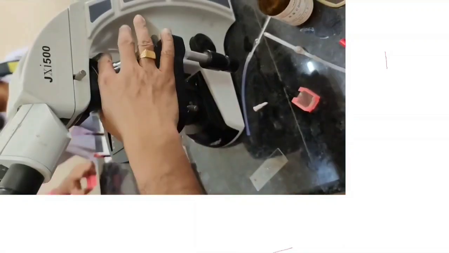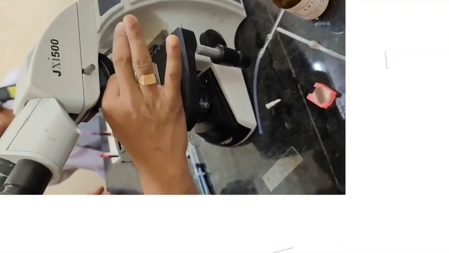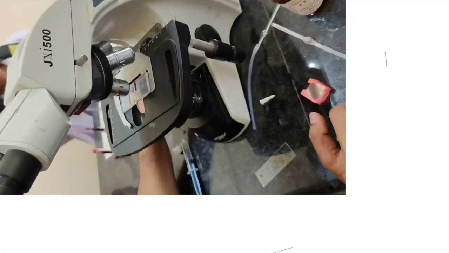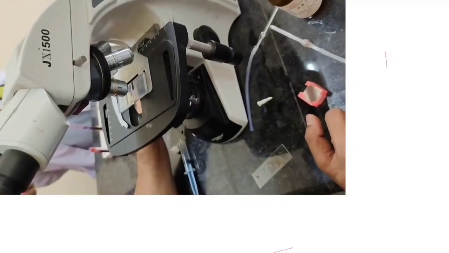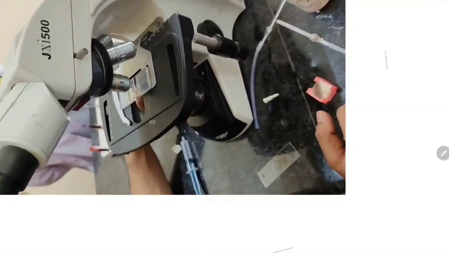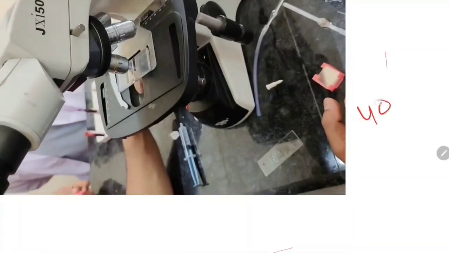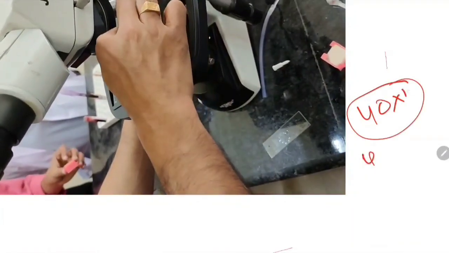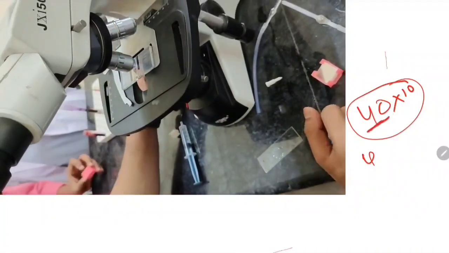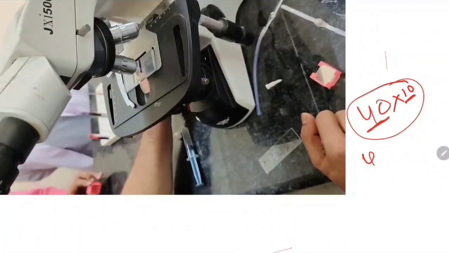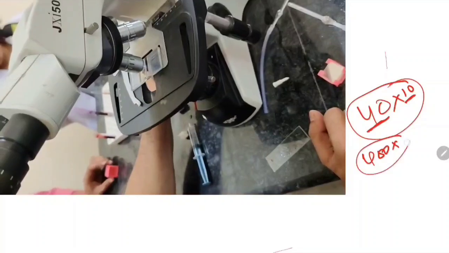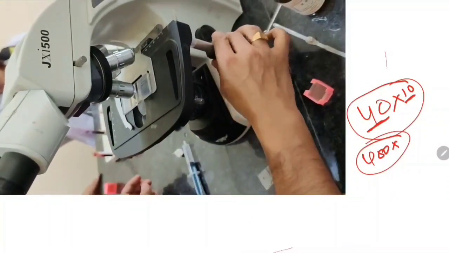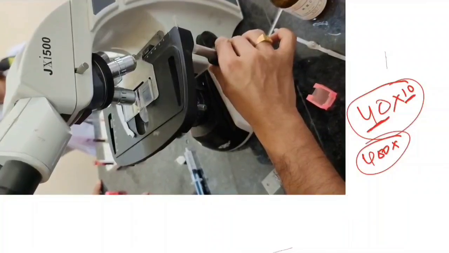First we will focus under the 4x objective lens, so we'll see the bigger picture, and then finally we are going to count at 10x and then 40x. RBC counting will be done at 40x. 40x means the total magnification will be 40 into 10. 40 means the objective lens and 10 is the eyepiece. So the total magnification will be 400x. So learn the microscope in detail.